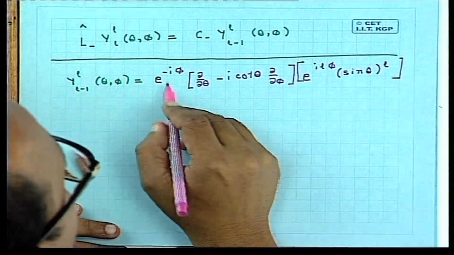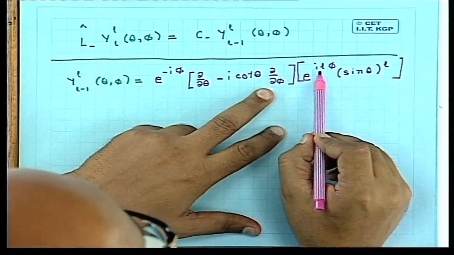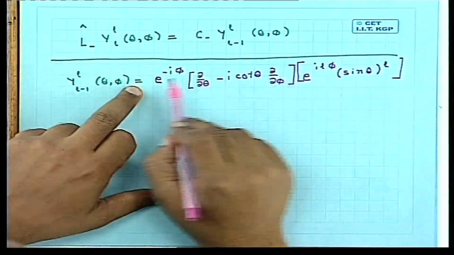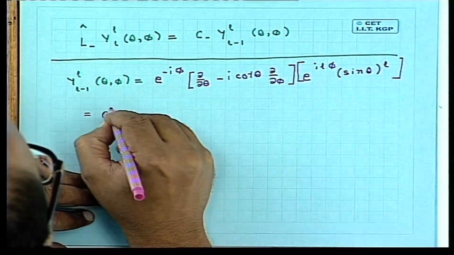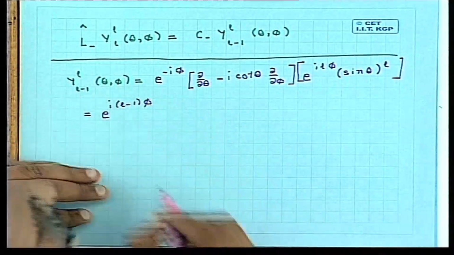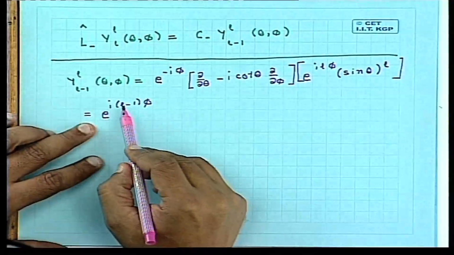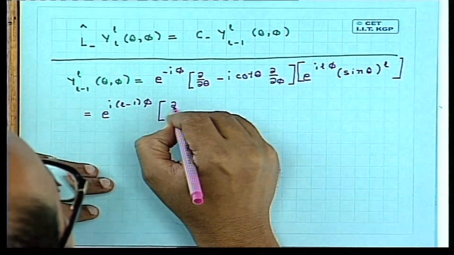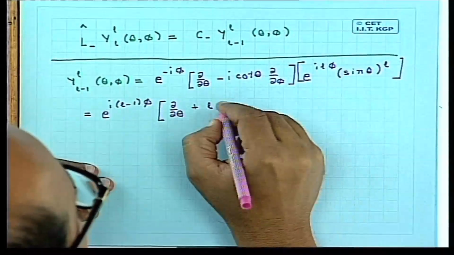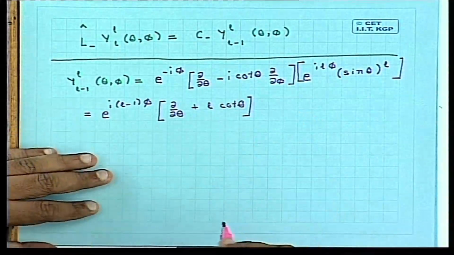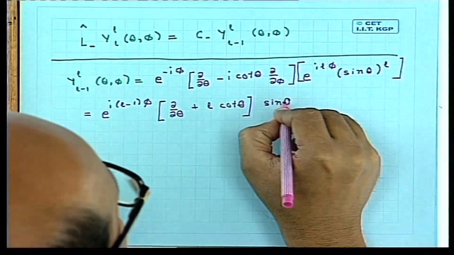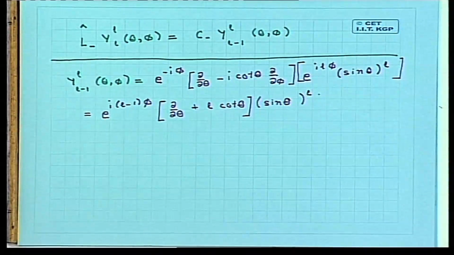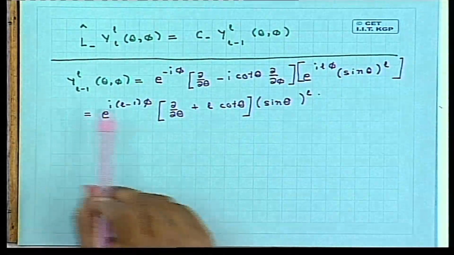Okay. So the phi derivative acting on this will give us iL, and this whole thing becomes plus L, and then I can remove this function out of this whole thing. So this is equal to e to the power i (L minus 1) phi, which is what we expect, right? The value of M now is L minus 1. So we expect e to the power i (L minus 1) phi. Phi dependence is here, and we have del by del theta plus L cot theta into sin theta to the power of L.